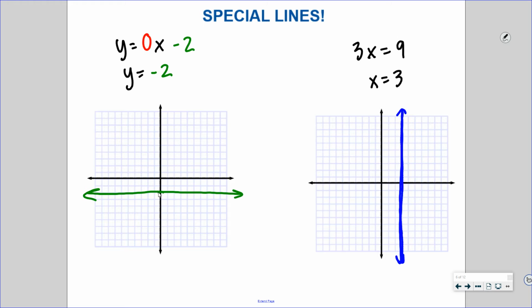Okay, so be on the lookout for some special lines. This would be a vertical line if you only have x's. And what I always tell my students to remember is that if you only have y's, it's horizontal: you go to your y-axis and find -2, and if you only have y's, it can only cross the y-axis. If it only has x's, it can only cross the x-axis. So there's no way I could draw a line that would pass through my other axis.